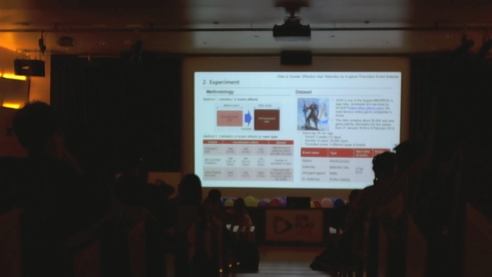In this study, we used 54 million logs from ION provided by NCSoft South Korea. This data contains about 20,000 real users' data over a 2-week period. And there are 4 different types of events that occurred in the middle of the period. So we can analyze the promotion effect by comparing the number of users before and after.